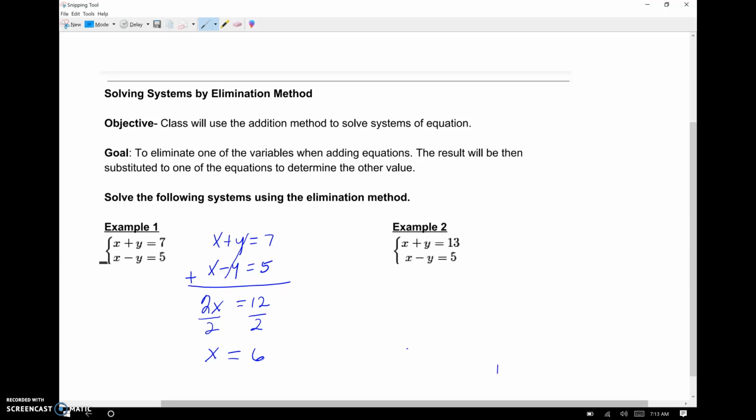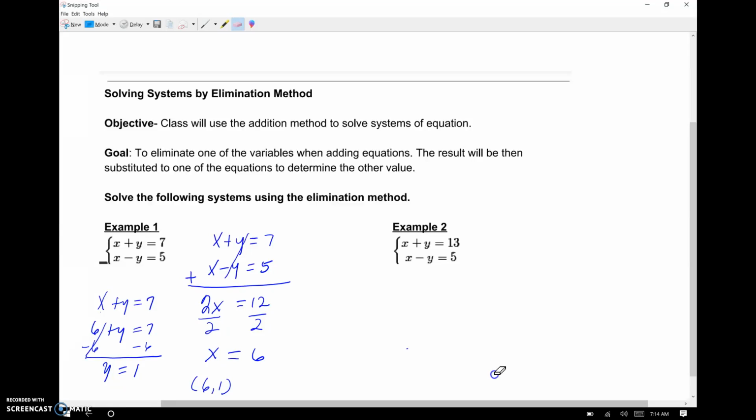Now, we're not done yet. We need to find the y value, so we're going to substitute the value of x into one of the equations. So we have x plus y equals 7. So we have 6 plus y equals 7. We substituted x with 6, and then we subtracted 6 from both sides. So y equals 1. So the solution to this system will be (6, 1). That's where the two equations will intersect.